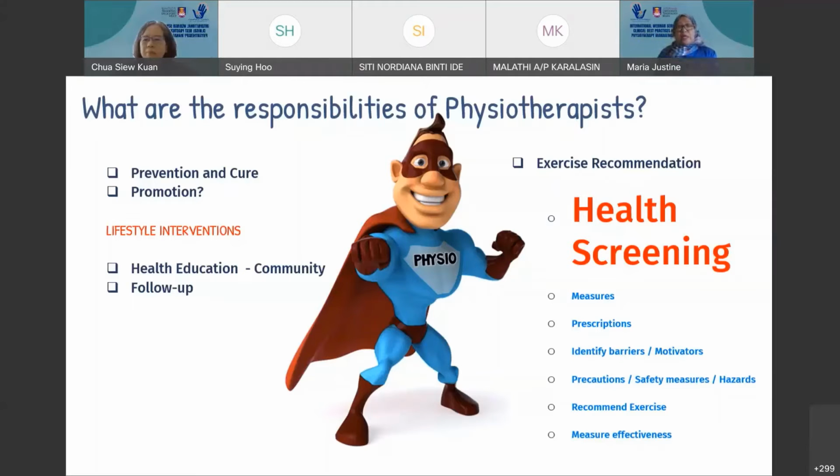As a physiotherapist, you need to identify the barriers to participation in physical activity or exercise, because you need to consult with your clients on how to overcome the barriers, right? You need to identify the precautions, the safety measures, and the hazards or the adverse events following participation in exercises, so that you can either modify the exercises or refer your clients to the physicians, okay? And then recommend your exercise, modify your exercise accordingly, and measure the effectiveness.